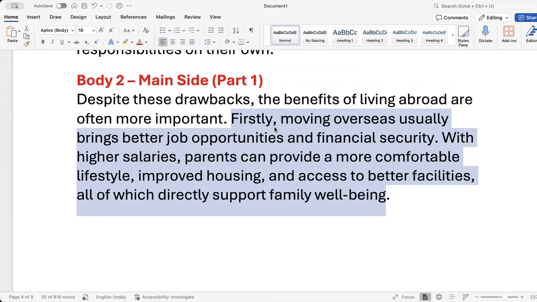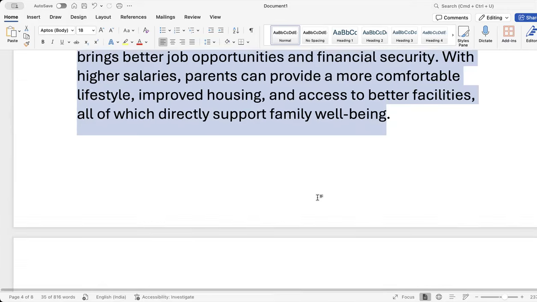So first I wrote, firstly, moving overseas usually brings better job opportunities and financial security. With higher salaries, parents can provide a more comfortable lifestyle, improved housing, and access to better facilities, all of which directly support family well-being. So they're going to have better facilities, better housing, a more comfortable lifestyle, because the parents are going to be earning more. So that's what I wrote here.